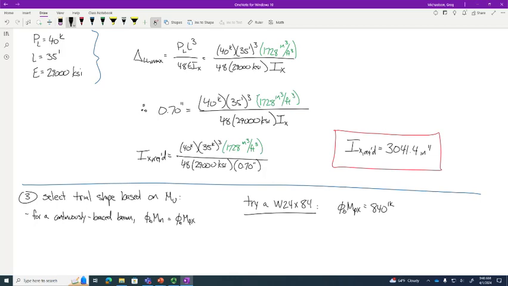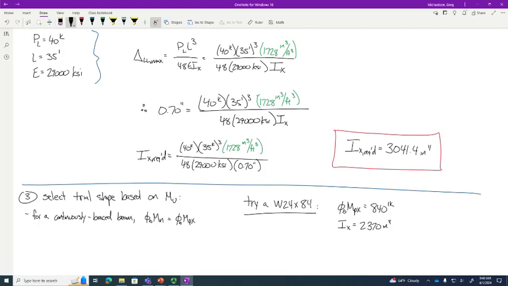So, does it have enough flexural capacity? Yes. For the sake of discussion, does it have enough shear capacity? What's its phi Vn? It's on the right end of the table. Say it again. 340 kips. Is that enough to withstand that? Oh yeah. But here's the problem. What is its moment of inertia? 2,370. Is that going to work?